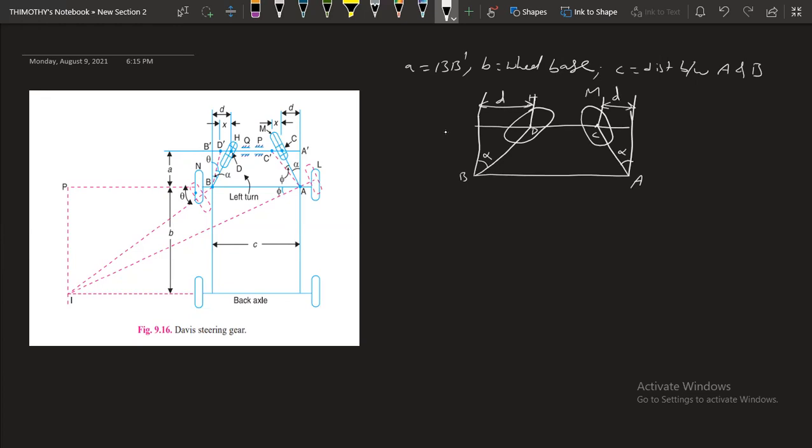After that, the vehicle is taking a left turn like this. When the vehicle is taking a left turn, about this pivot point the wheel will rotate through an angle theta. Similarly here also, whenever the vehicle is taking a left turn, the wheel will rotate through an angle phi. Automatically, these two slotted bars, BH and AM, will also rotate.